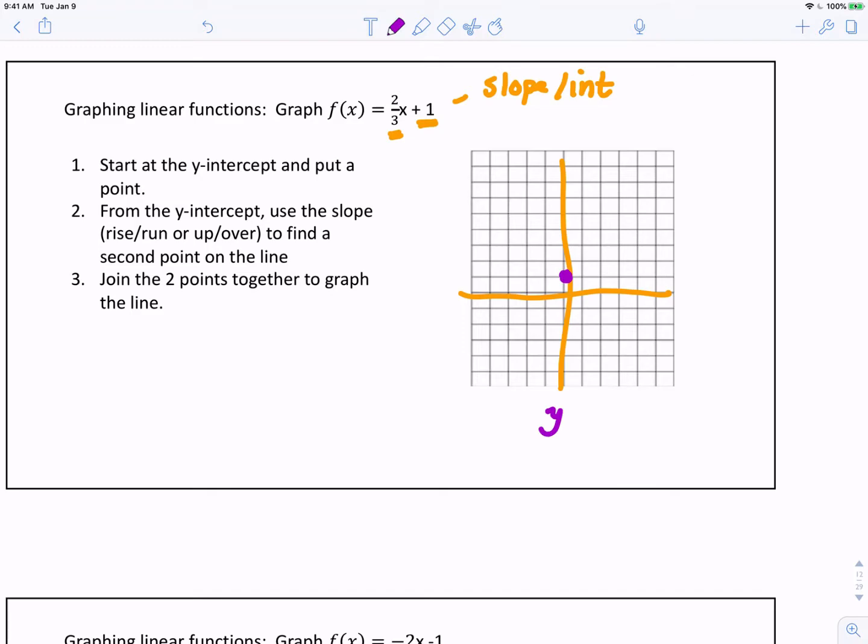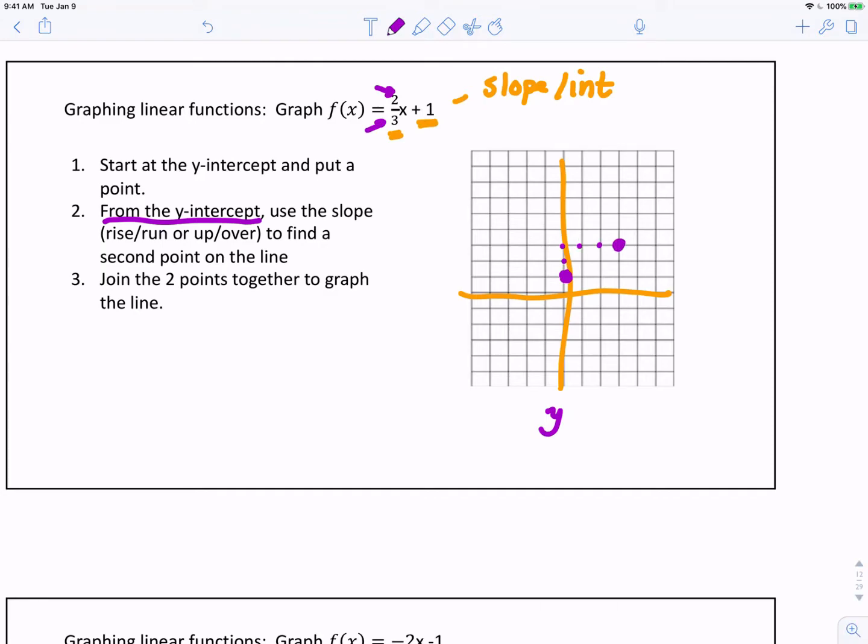Now this is really important. We need to start from the y-intercept. So from the y-intercept, we're going to use the slope. Remember, what is slope? Change in y over change in x. Other ways of thinking about that are rise over run or up and over. And we're going to find a second point on the line. So we're going to go up 2 and over 3. So from here at the y-intercept, we go up 2 and over 3 and identify our second point.